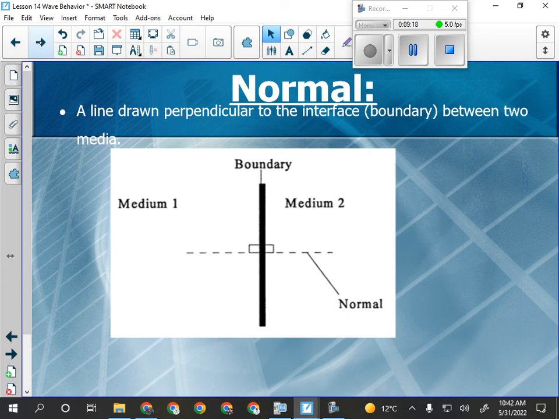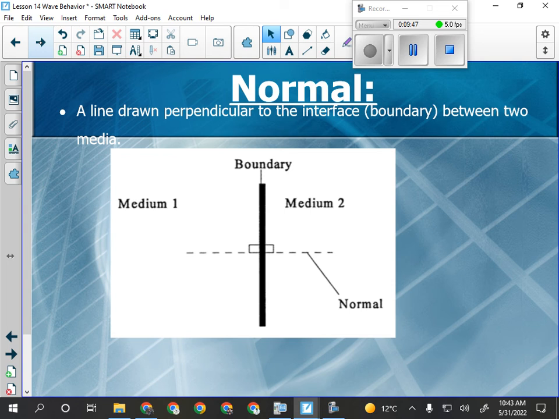Right? The normal line, and again, this is just terminology, a normal line is always drawn perpendicular to the boundary. The only reason we have a normal line is if there's going to be a change in direction of the waves, either due to reflection or refraction. That's the other one that can change the direction a wave travels. And so that just allows us to have a reference point to measure the angles from. Okay? All of the angles are measured from this imaginary normal line.